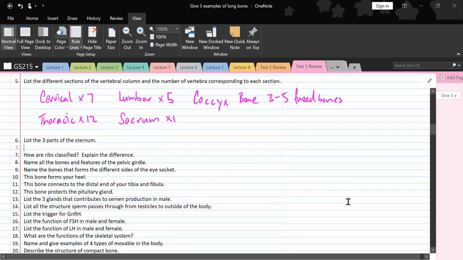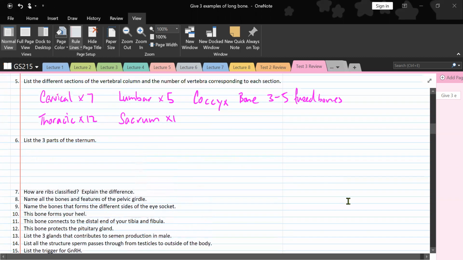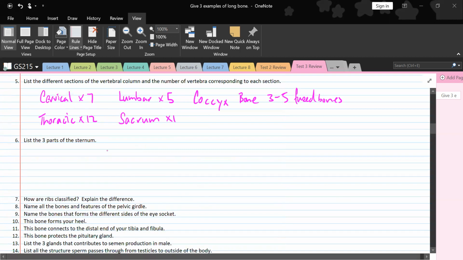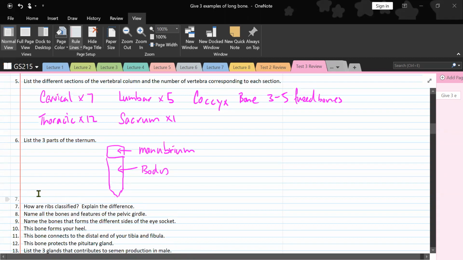Okay, next question. List the 3 parts of the sternum. So your sternum looks like this, right? Kind of like a pencil drawing. The top part is the manubrium. Followed by the body. And then we have the xiphoid process.